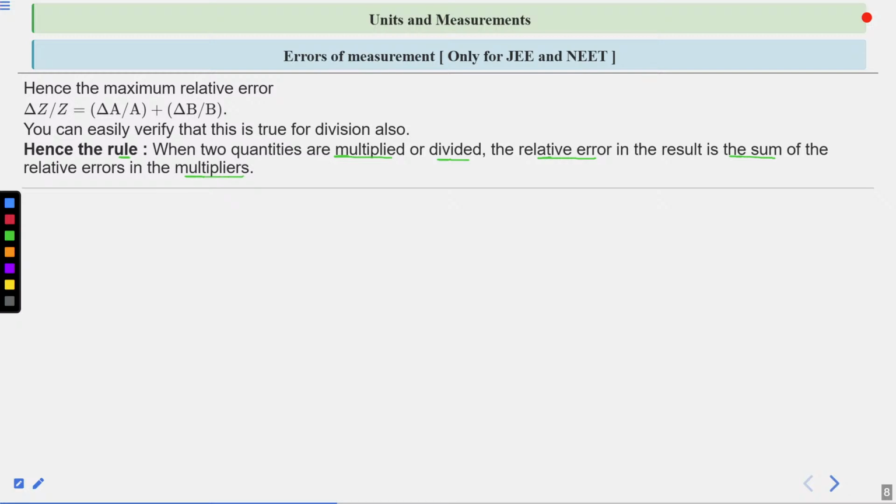So suppose we have two quantities A and B, and it will be like this: Z is equal to A divided by B. So the relative error is this one, delta A divided by A plus delta B divided by B, for both cases, division and multiplication.